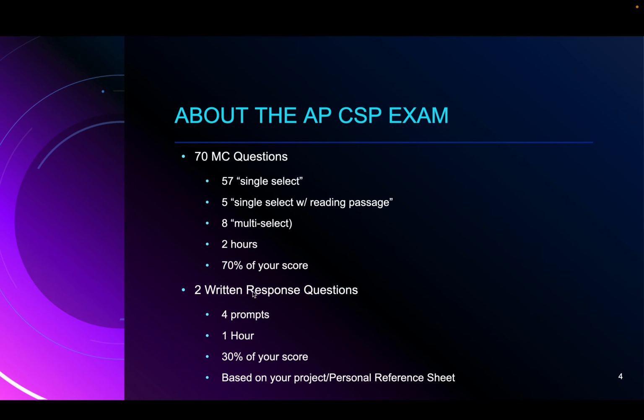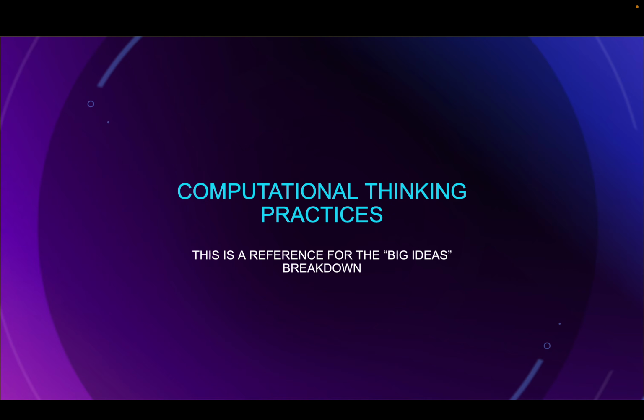The rest is made up of the written response that will come after your 2-hour window for the multiple choice test. You'll have an additional hour for that. You'll be getting 2 written response questions. Question 1 and then question 2 will be broken down into 3 parts, so it's a total of 4 prompts. You will have 1 hour for that. That, in conjunction with the project you submitted to the digital portfolio, will make up 30% of your score.